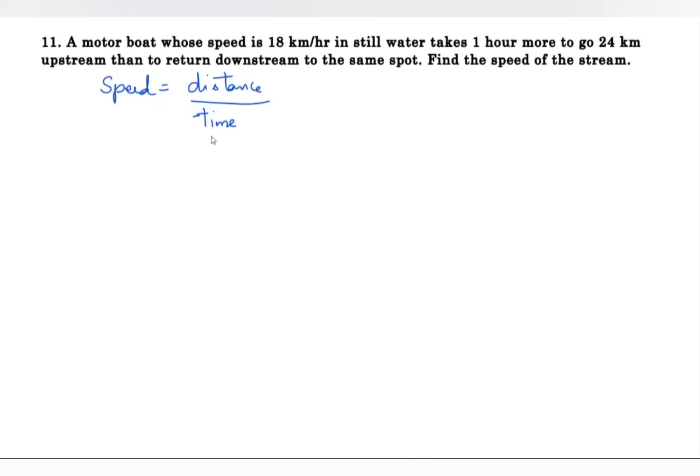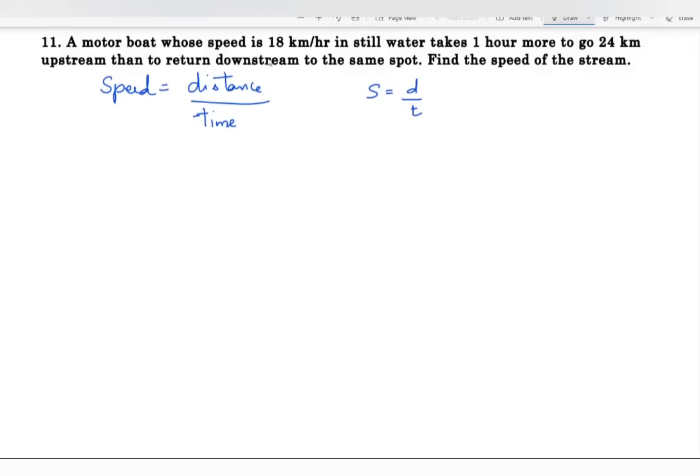Now time equals distance by speed. S equals d by t. In the first case, what is the speed of the motorboat in still water? It is 18 kilometers per hour.